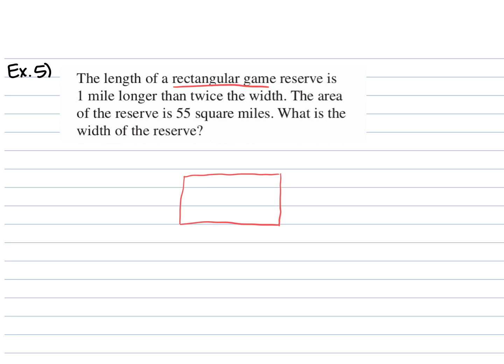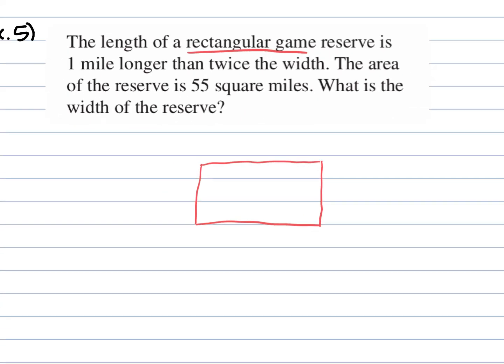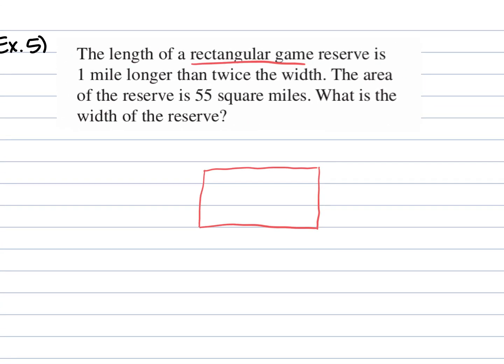Now, in this case, it told us that the length was 1 mile longer than twice the width. So my width is going to be the longer side or the shorter side? The shorter side. And then my length will be the longer side. Do you guys agree with that? Yes. Now, we need to only have one variable.